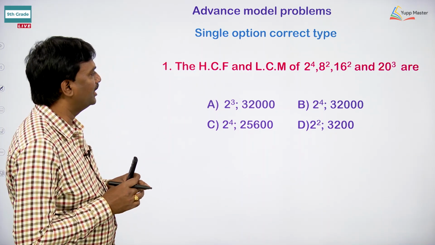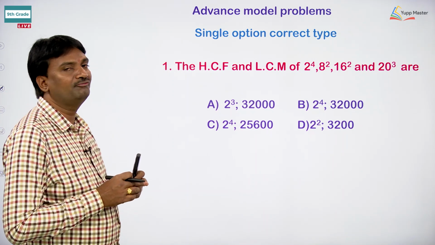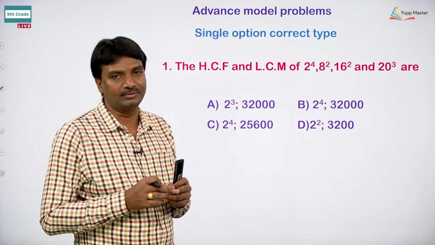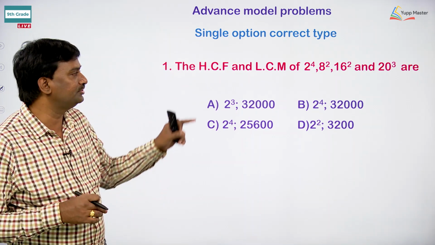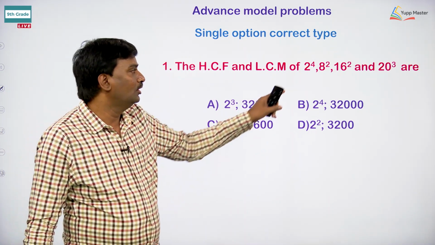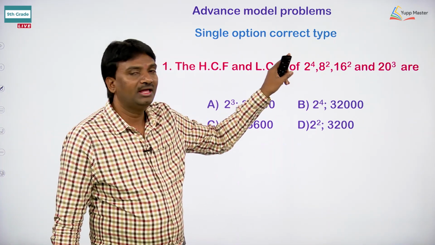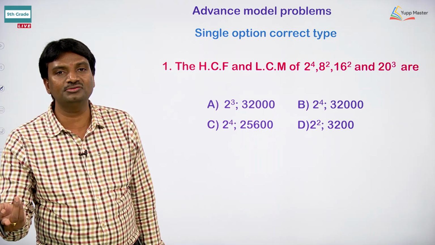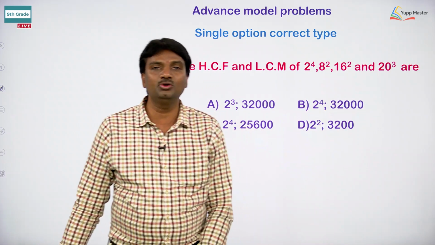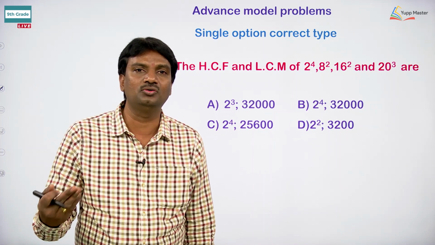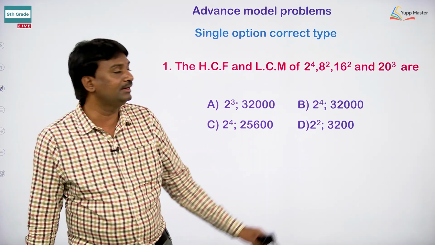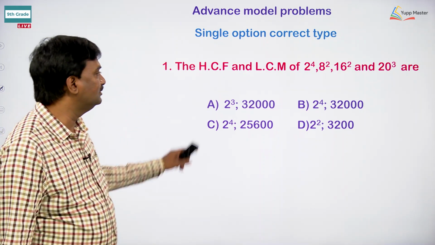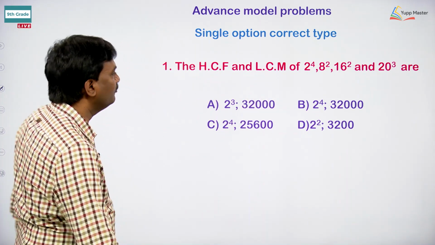Here the problem is given as: the HCF and LCM of 2 power 4, 8 square, 16 square and 20 cube are. We have to find both the LCM and HCF of the given 4 numbers. 2 power 4 is nothing but 16, 8 square is 64, 16 square is 16 into 16, that is 256, and 20 cube can be written as 20 into 20 into 20, that is 8000.